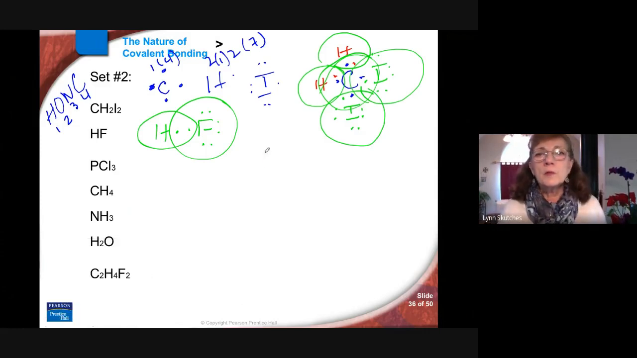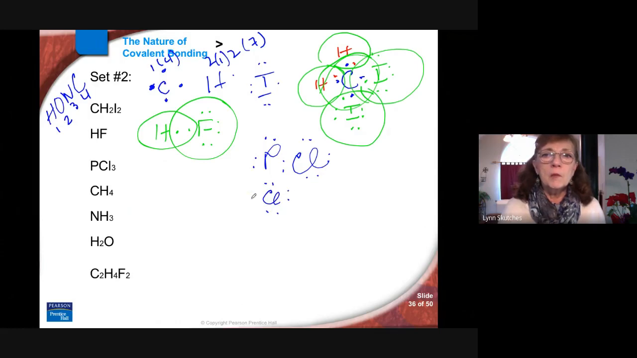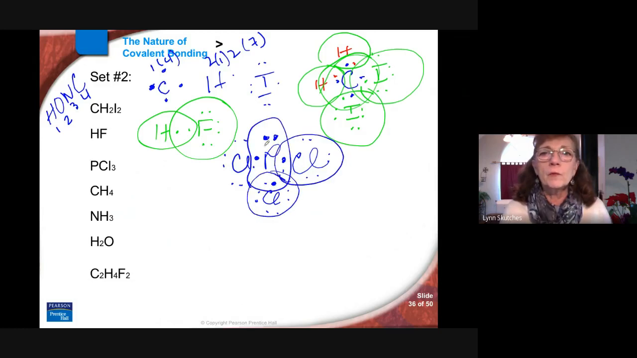So forgive me, I'm just going to draw this really fast. Kind of cheating there, because I know where we're going with it. Hopefully you do too at this point. If you don't, it's okay. So phosphorus has 5 of its own, including this lone pair. 3, 1 from each of the chlorines. Each chlorine has 7 plus 1 from phosphorus.